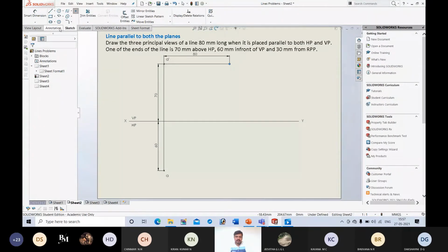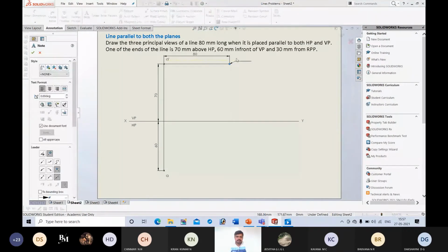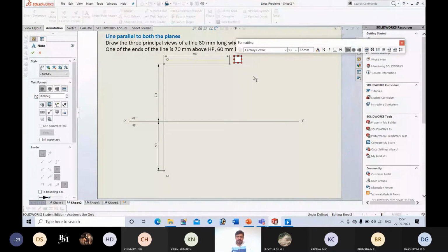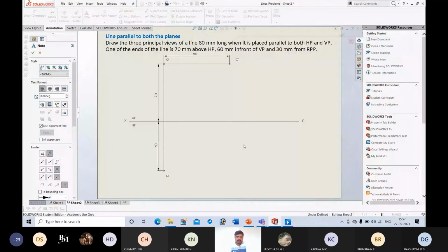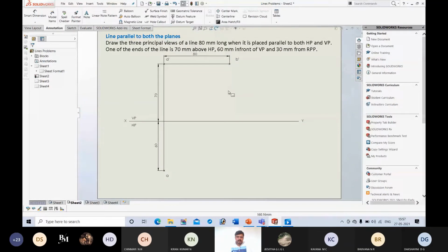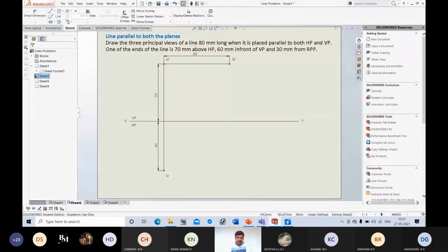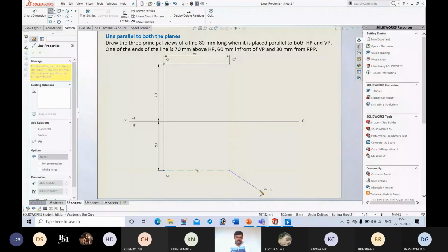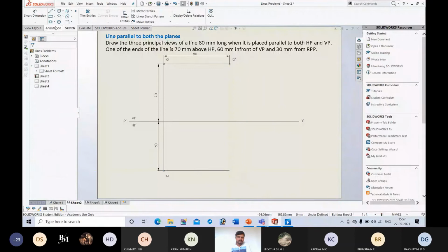So this is B dash. Next, since this is also parallel to VP, in the top view also it is a line parallel to XY. Again, its length should be 80. And this is point B.